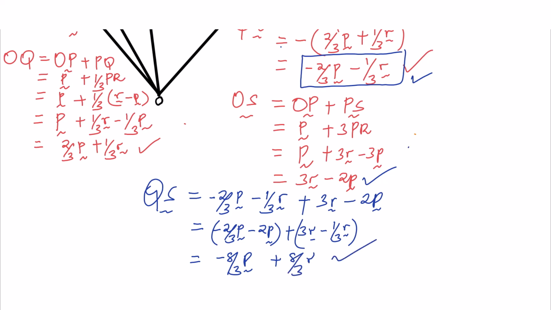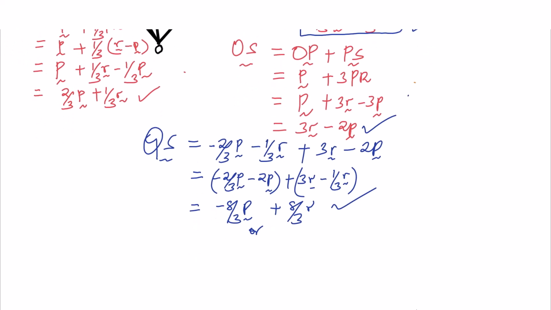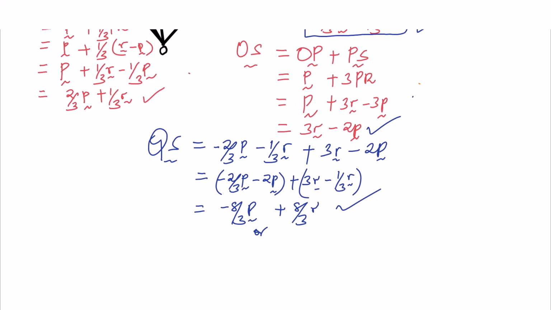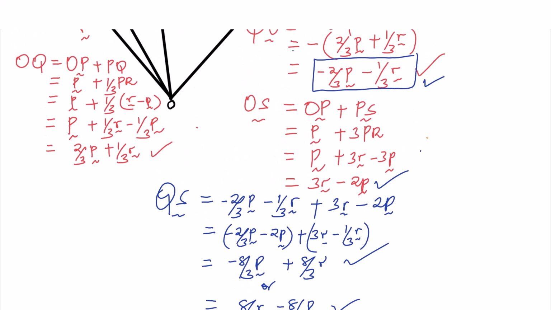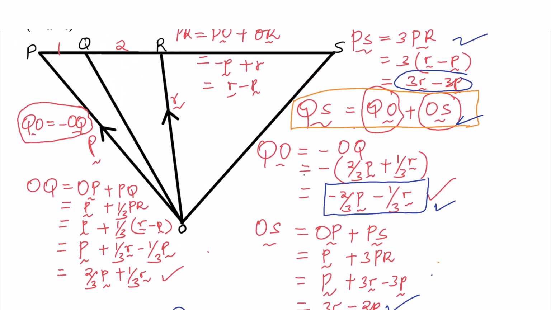So you can leave your answer like that, that is QS, or alternatively you can write it as 8/3 r minus 8/3 p, it should not make any difference. Those two answers are okay. So that is how you're supposed to solve that question step by step.